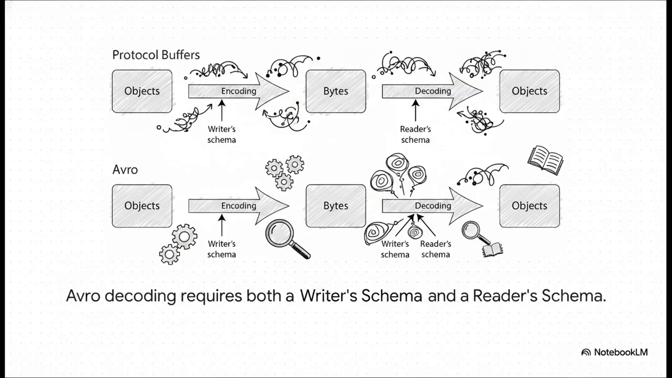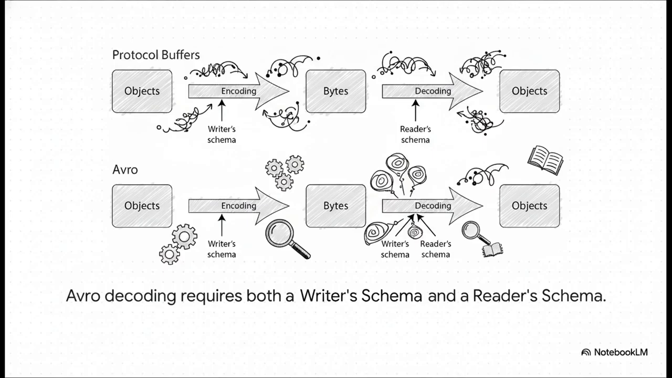Well, Avro has this aha moment built into it. It relies on two distinct schemas. When data is encoded, the application uses the schema it currently knows. We call this the writer's schema. When decoding, the reading app uses the schema it expects, the reader's schema. Avro decodes the raw data by comparing these two schemas side by side.